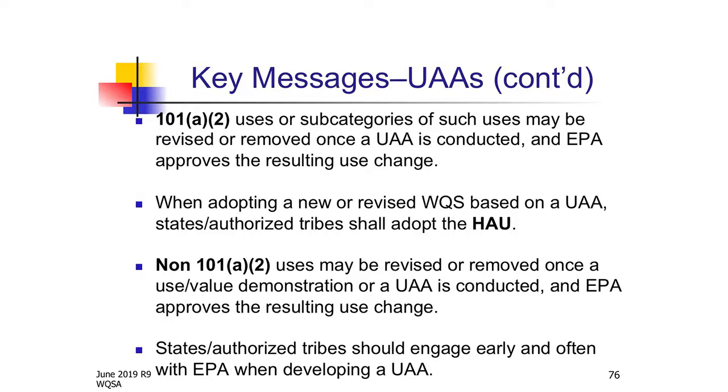Then for the non-101(a)(2) use, you submit the use change to EPA along with the use and value demonstration. Again, designated uses that are existing uses cannot be removed. And of course, early coordination between the state or tribes and EPA is always a good idea.